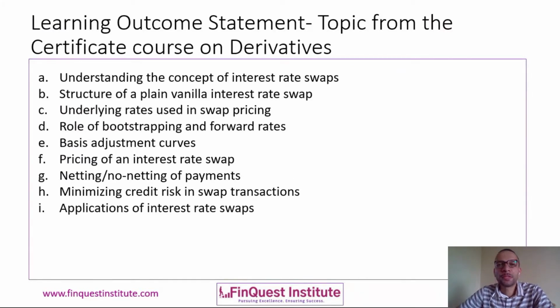The learning outcome statements for this topic include understanding the concept of interest rate derivatives. Next, we go to the structure of a plain vanilla interest rate swap, understanding the underlying rates which are used for swap pricing. Next, we discuss the role of bootstrapping and implied forward rates and why they are important for an interest rate swap. Next, we understand what we call as basis adjustment curves. Then we look at the example of pricing of an interest rate swap.